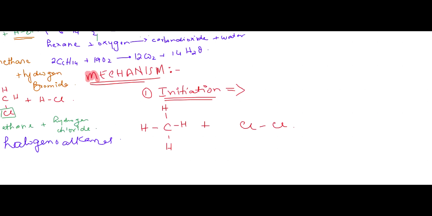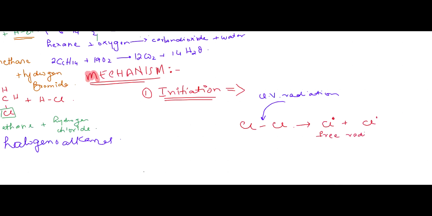UV light, UV radiation is strong. UV radiation is going to break the bond between the 2 chlorine atoms. Now, after the bond breaks between the 2 chlorine atoms, what happens? What happens is that we end up getting something that is known as a free radical. What is a free radical?